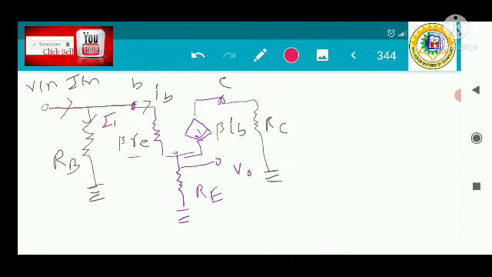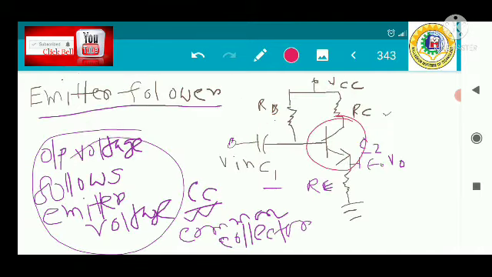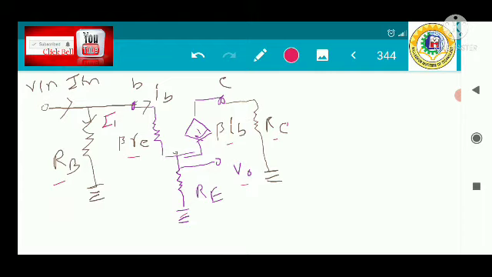So this is the circuit, this transistor has been replaced by this equivalent T model. So this is beta RE, this is your beta IB current, the output voltage has been taken from the emitter terminal, that's why this is V0, and this is your collector resistance RC, this is your base resistance RB, like this.